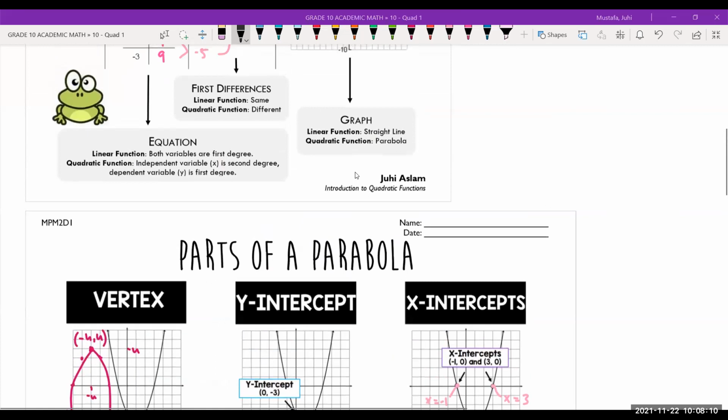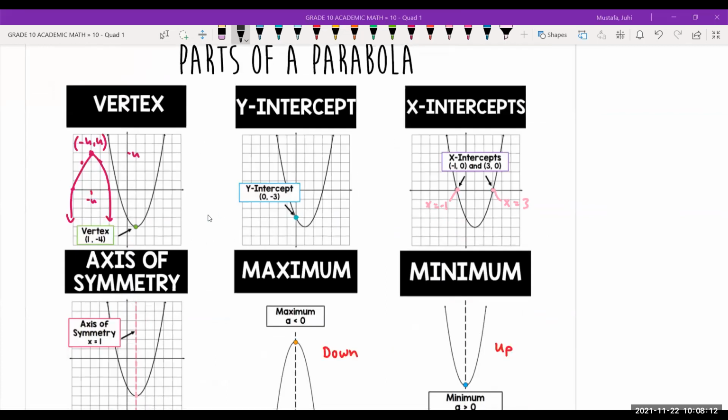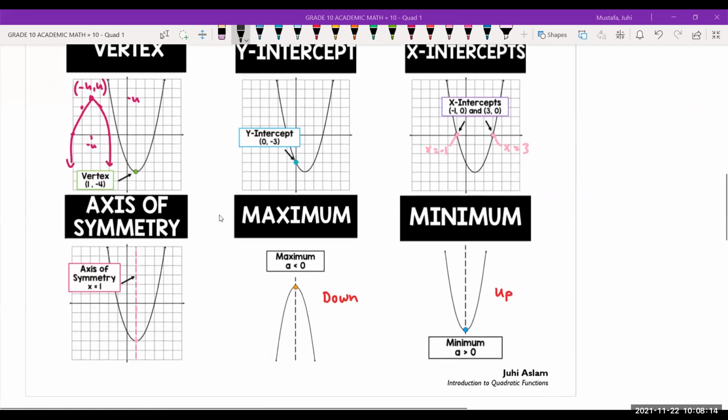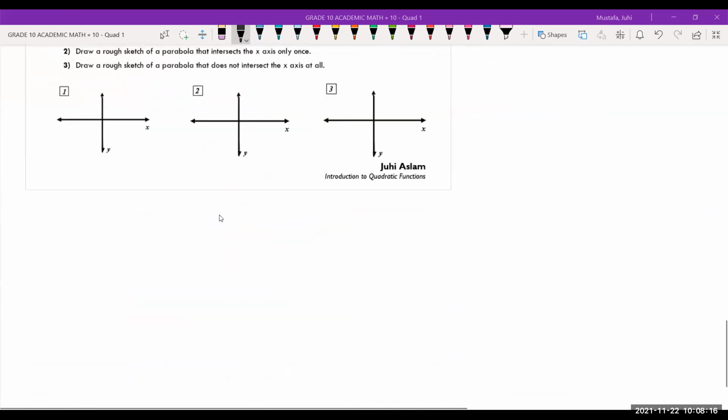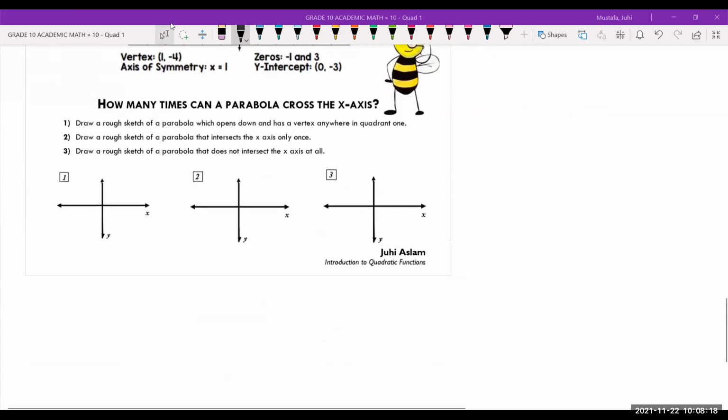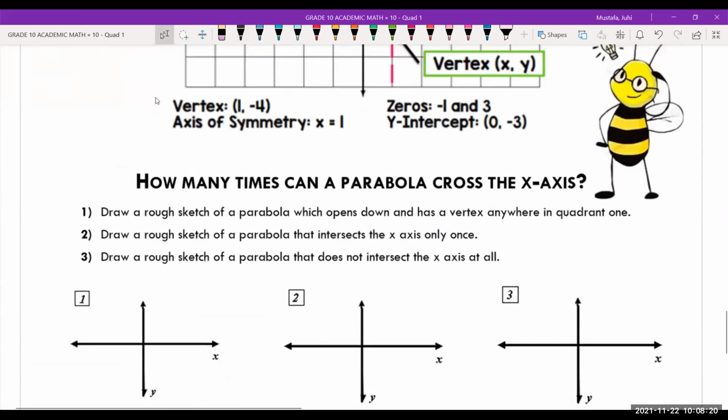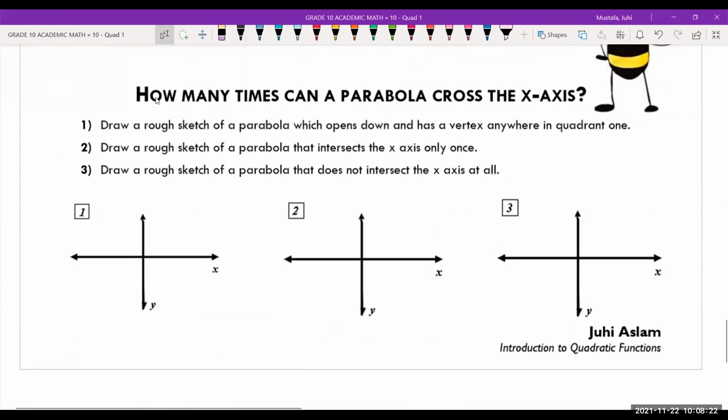Okay, so you guys remember when we were just talking about the x-intercepts, I said that there could actually be 0, 1, or 2. Let's go ahead and investigate that a little bit more. So the bumblebee asks, how many times can a parabola cross the x-axis? The first part of the inquiry is, let's draw a rough sketch of a parabola which opens down and has a vertex anywhere in quadrant 1.